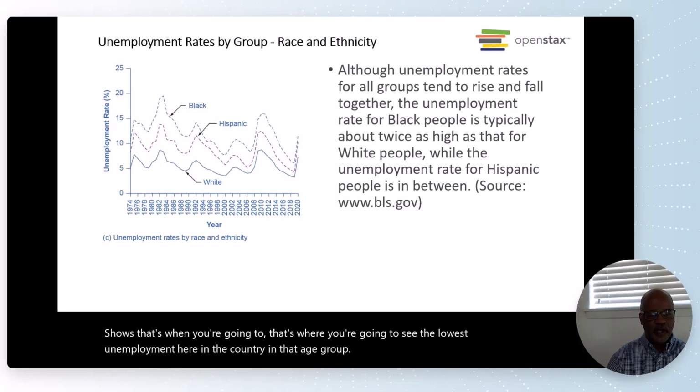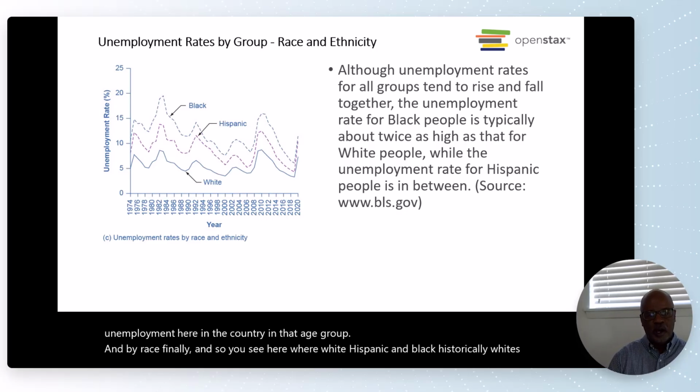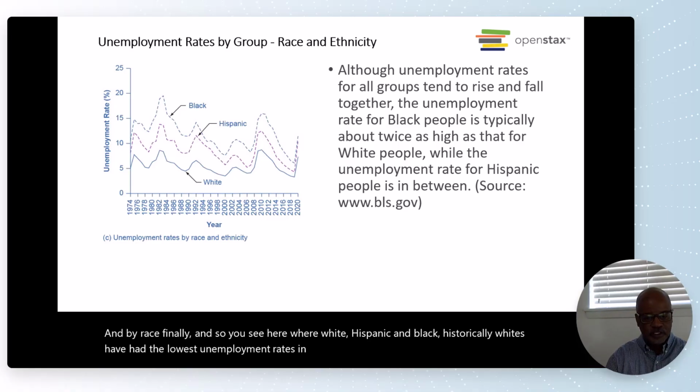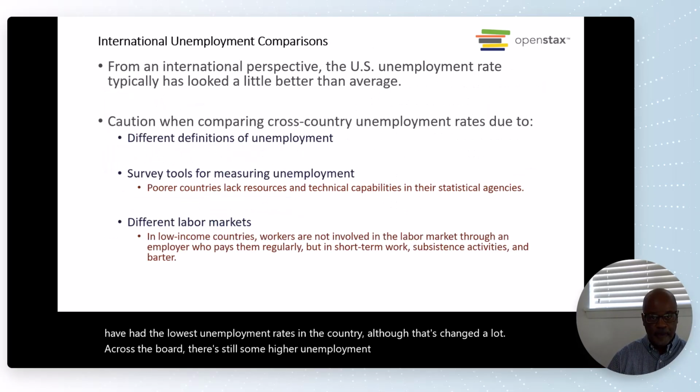And by race, finally. And so you see here white, Hispanic, and black. Historically, whites have had the lowest unemployment rates in the country, although that's changed a lot across the board. There are still some higher unemployment rates among folks of color.